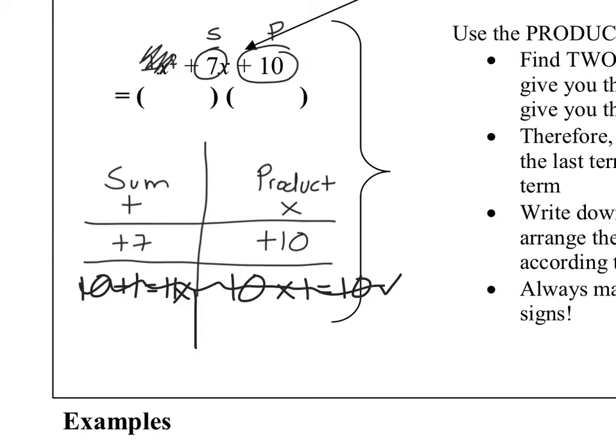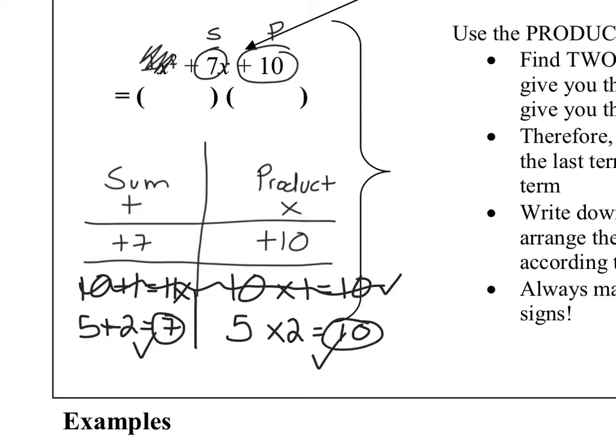What other two numbers multiply to give me 10? 5 times 2 is 10. 5 plus 2 is 7. So do these two numbers work, 5 and 2? Yes. Because I want to make a 7, I want to make a 10. The two numbers that satisfy both sides of sum and product method are 5 and 2.